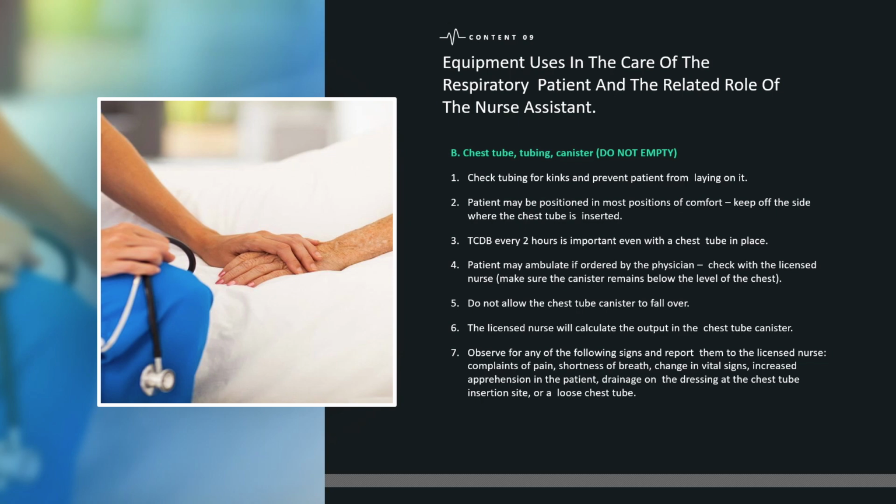The licensed nurse will calculate the output in the chest tube canister. Observe for any of the following signs and report them to a licensed nurse: complaints of pain, shortness of breath, change in vital signs, increased apprehension in the patient, drainage on the dressing at the chest tube insertion site, or a loose chest tube.